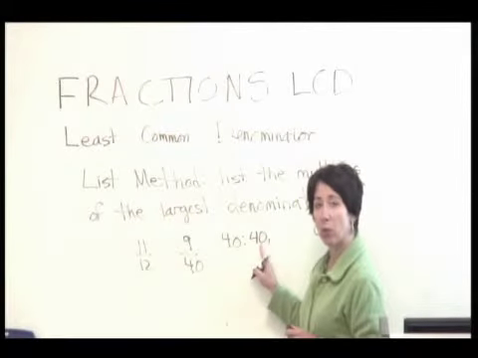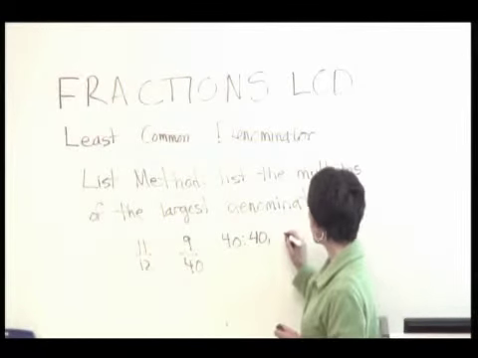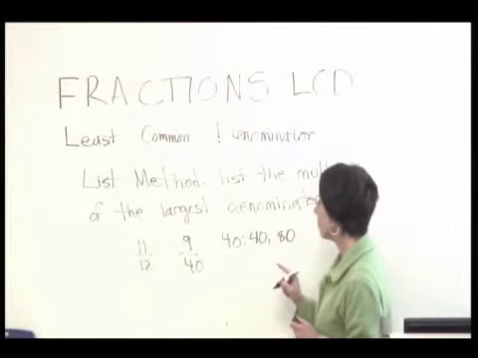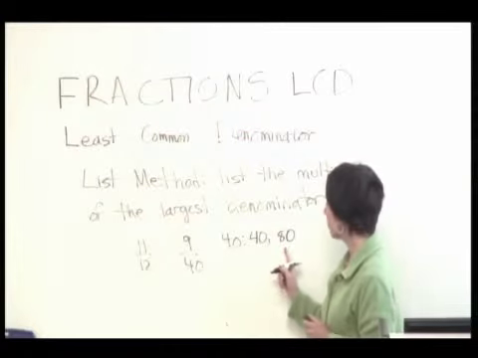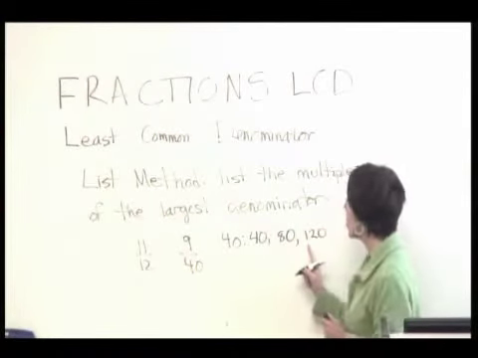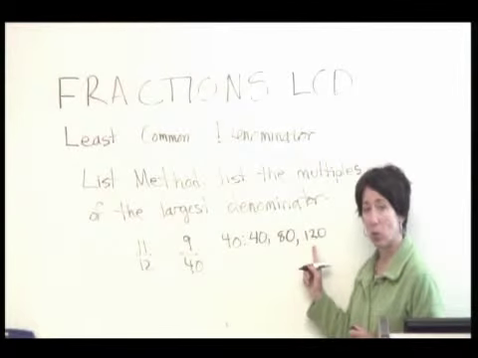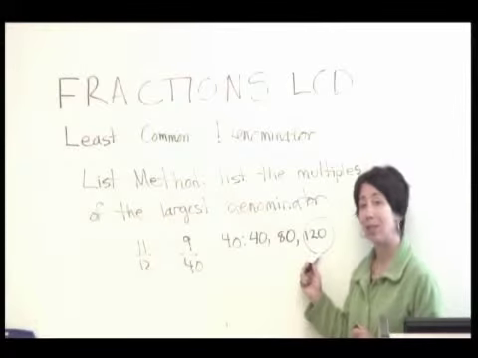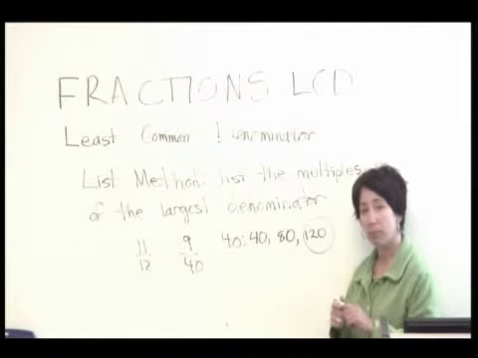1 times 40 is 40. 2 times 40 is 80. 12 does not go into 80. 3 times 40 is 120. 12 does go into 120. So 120 would be our least common denominator.